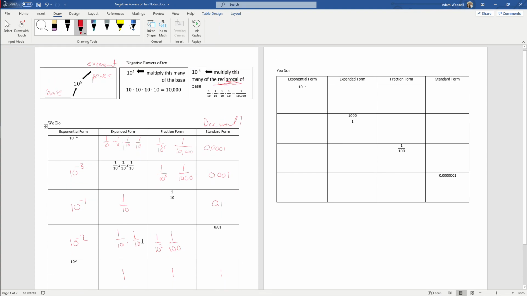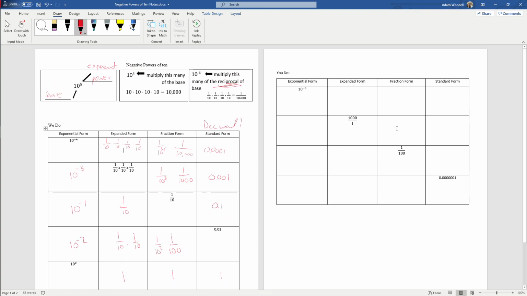So this is what our notes look like. There are a couple that I want you guys to do together. Looks like we start with each box and then you have to fill in the rest, but we will go over this in class.